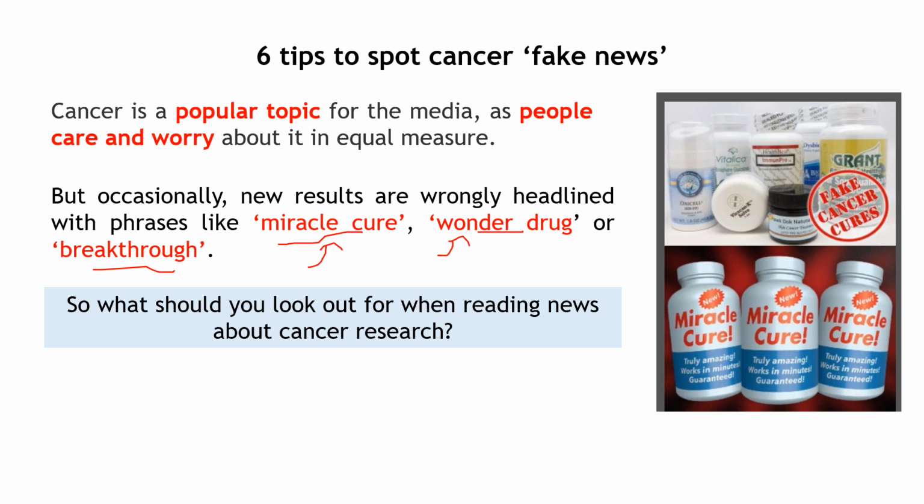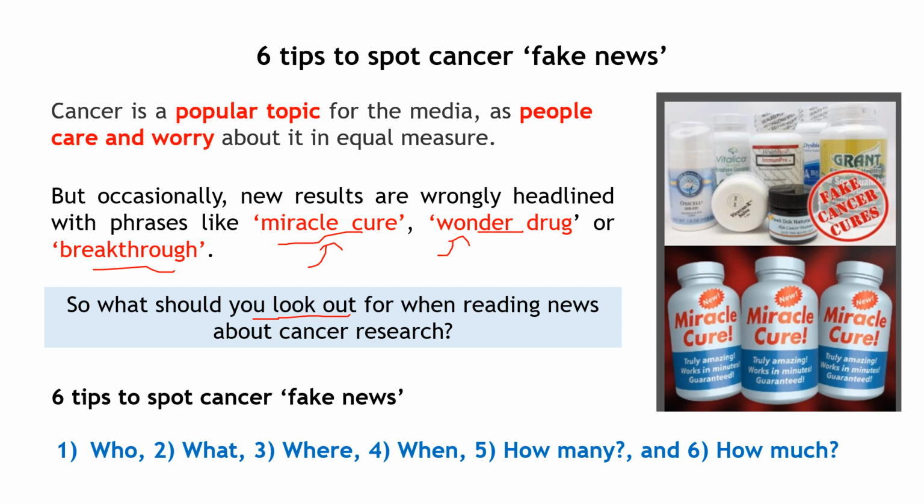So the idea is that today I want us to think together. What should you look out for when you're reading news about cancer research? I want you to think about the 6 points. Who wrote it? What did they write? Where is this information published? When was it published? How many samples, how many patients were studied? And how much, how expensive is it, and who is advertising that information, and who is making money from that? So these are 6 points that we need to take into consideration every time we hear about fake news.